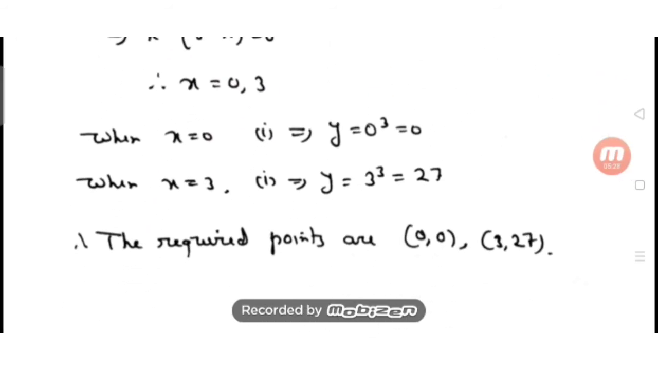So when x equal to 0, if I put it in 1, y equal to 0 cube, that is equal to 0. And when x equal to 3, 1 gives you y equal to 3 cube, that is equal to 27. So here we have seen the required points: x is 0, y is 0, that is (0, 0). And when x is 3, y is 27. So the points are (0, 0) and (3, 27). Hope you understand the solution.